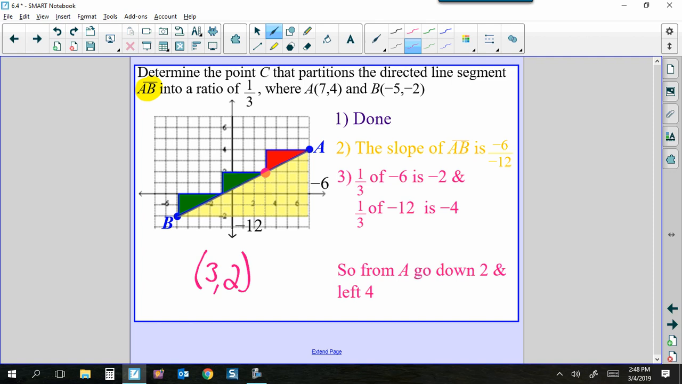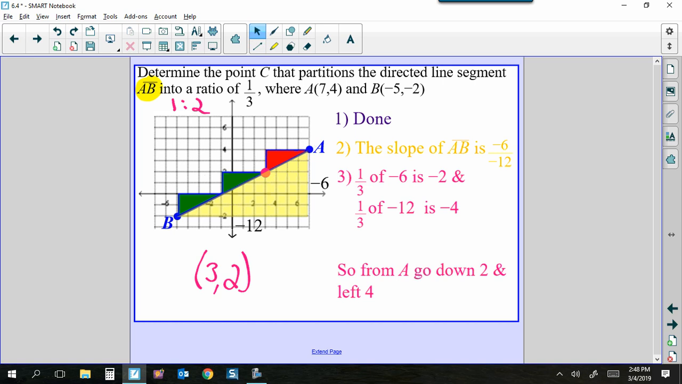Now, one thing that I'm sure could be causing some of you some confusion right now is we know that when we have a negative over a negative, that's a positive. So this negative 2 over negative 4 that we have found when we did our slope of AB and then multiplying it by the 1/3 when we had negative 6 over negative 12. So you're right, that is positive. And if you look at the actual line segment that we are investigating or partitioning, you'll notice it has a positive slope.